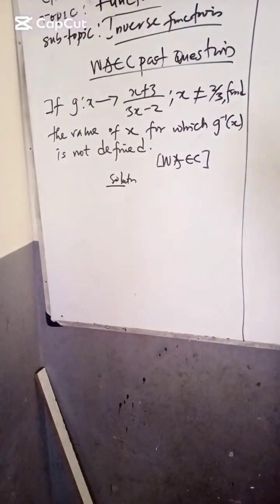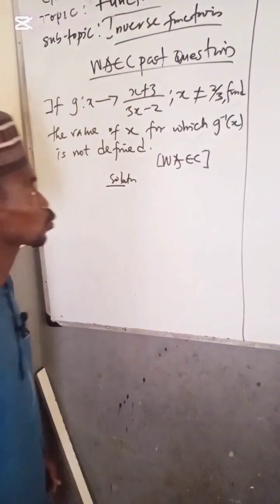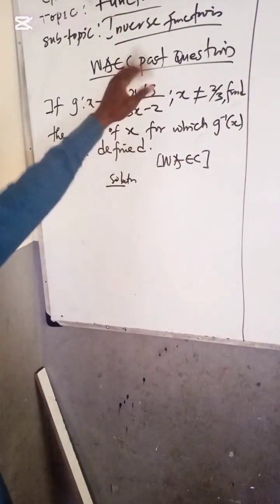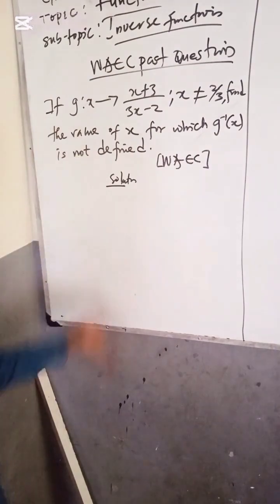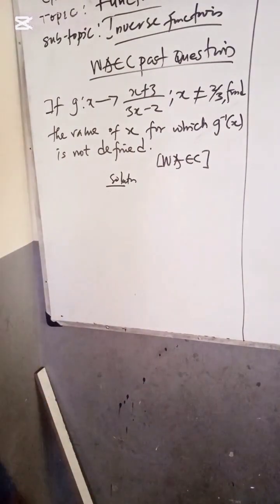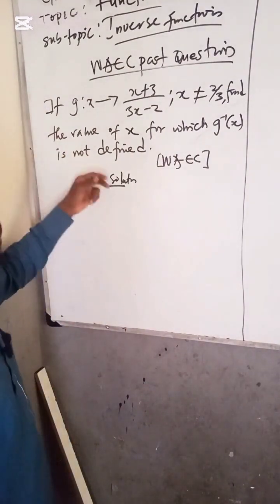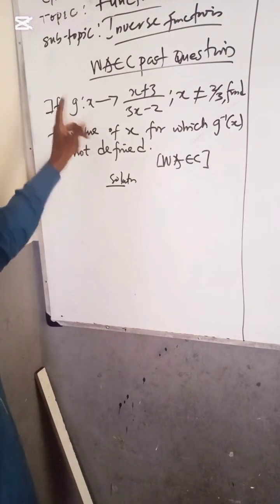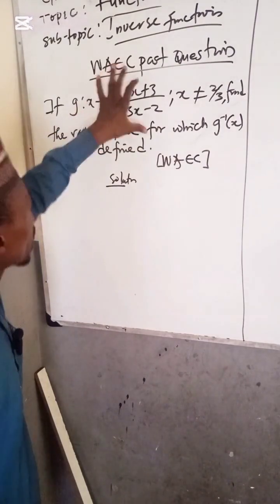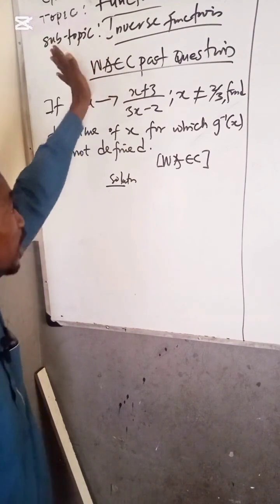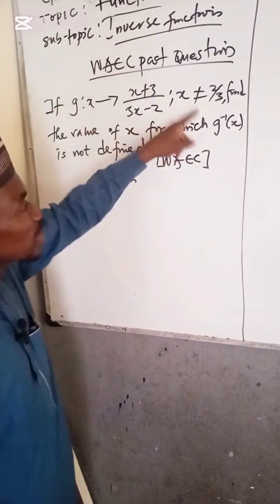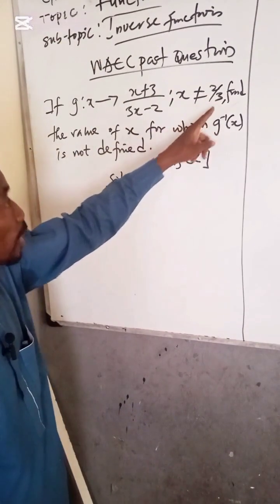Yes, we are back to our topic, still our WAEC past question, and that has to do with inverse function and function alongside mapping. Look at this question. It's saying g such that x has an output of x plus 3 over 3x minus 2, x is not equal to 2 over 3.